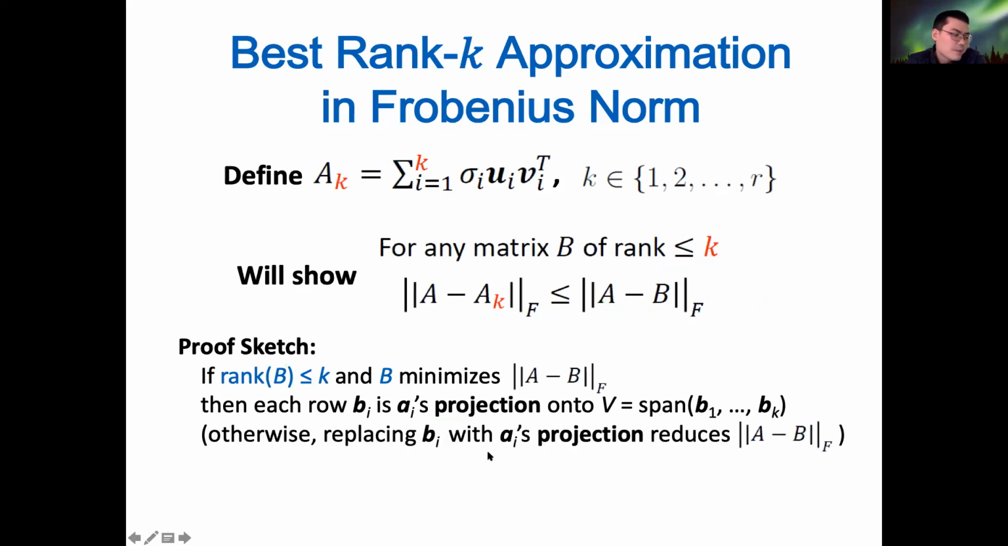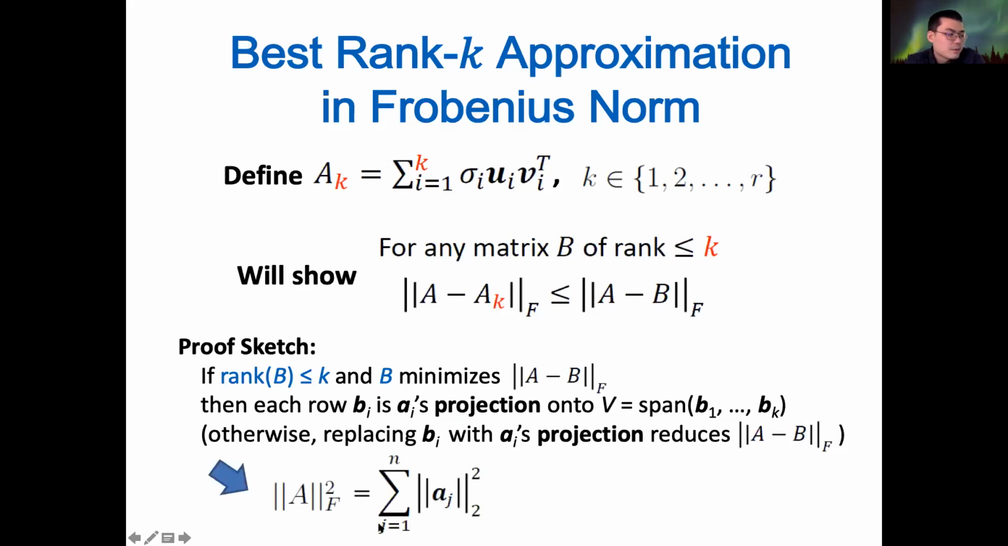Because if you have some component of B, this row has some component which is actually not Ai's projection, it's perpendicular to Ai, right? Then you can eliminate that. So you replace that, and it will reduce this value, because these components will only add to this row's magnitude.